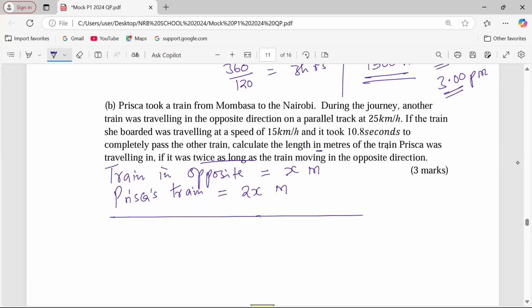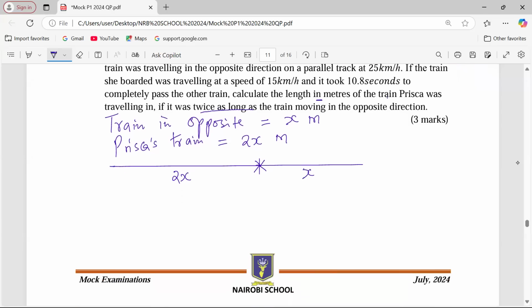So we have 2 trains here. There is Prisca's train, which is 2x, and it's going in this direction. Then another train, which is going in the opposite direction, x meters long. So for this train to completely overtake the other one, it is supposed to move until it covers the distance x.